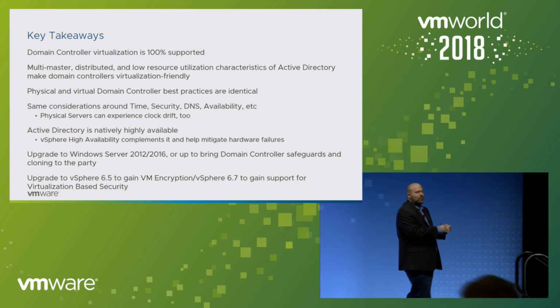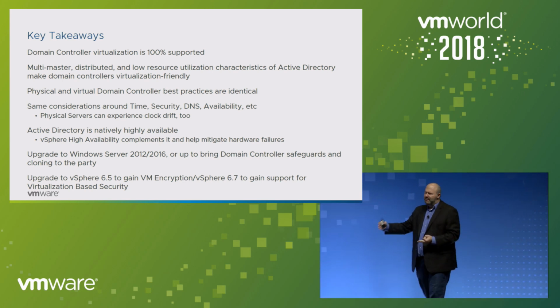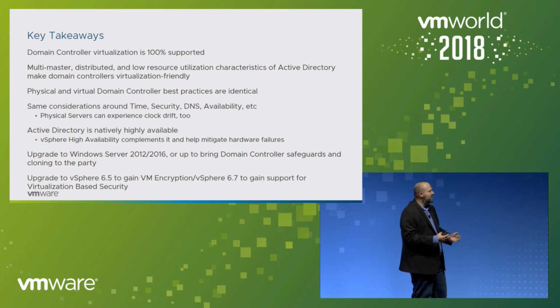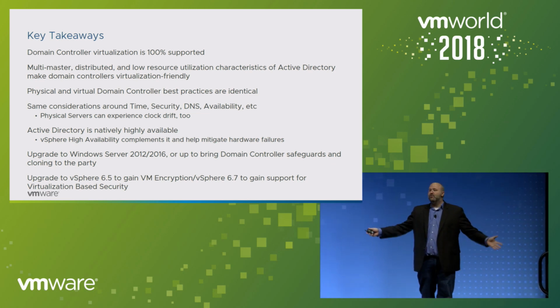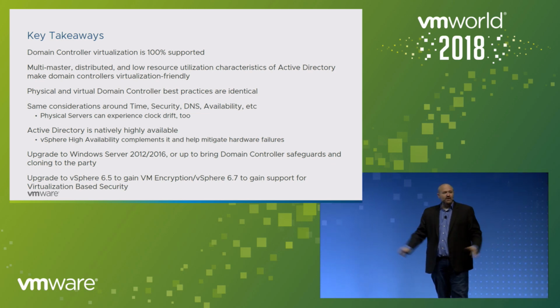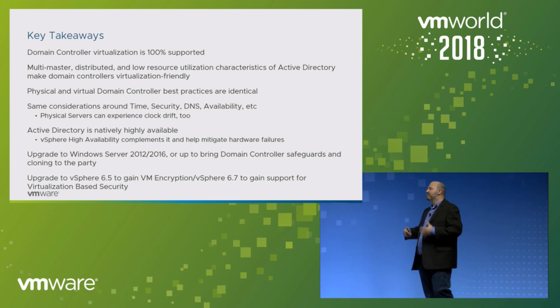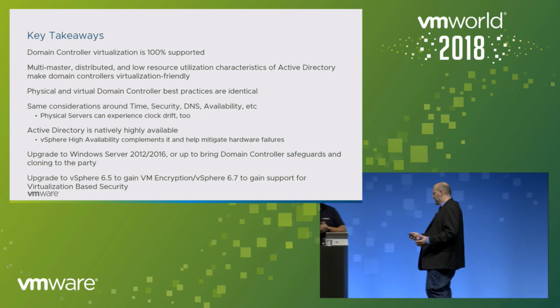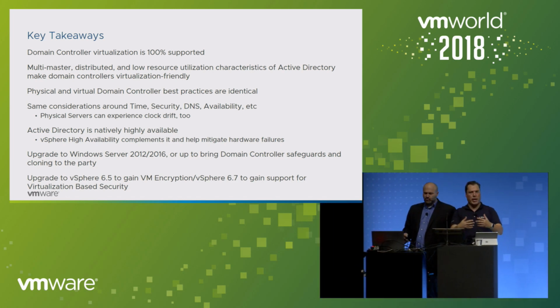So upgrade to either Windows Server 2012, 2016, or if you're brave, the next version that'll be out soon if it's not already. You're going to get domain controller safeguards, cloning, and then vSphere 6.5 to get the VM encryption that we tried to show you, and 6.7 has support for what Sander talked about around virtualization-based security. And Credential Guard, which is the feature that you really, really want in the end.